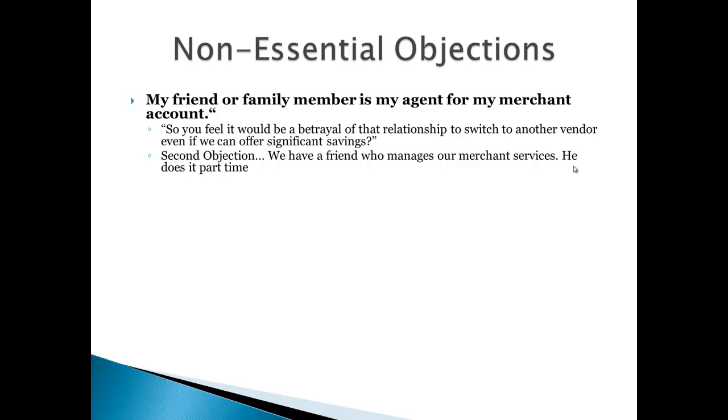All right, we got a couple of objections submitted. My friend or family member is my agent for my merchant account. Okay, so first of all, here's how we handle that. I always say something to the effect of, so you feel like it would be a betrayal of that relationship to switch to another vendor, even if we can offer significant savings? So I say it like that.